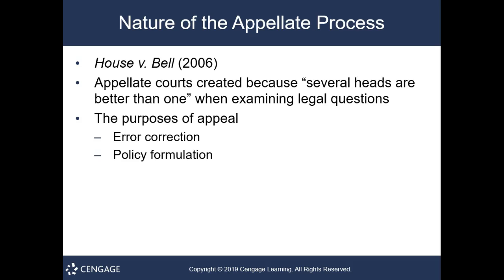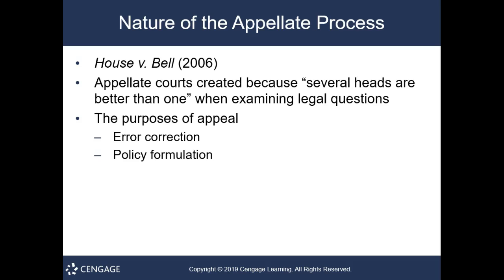Essentially, the appellate courts were created because several heads are better than one when examining legal issues. These are important issues. These are where people think they've been wronged in some fashion by the criminal justice process. And so we better take it very seriously, and we want to have more viewpoints than one to look at it. We're going to look at it very, very closely. We're going to make sure, as much as we can, that you had a fair trial before there was a finding of guilt, and that you got a fair sentence once you were found guilty.